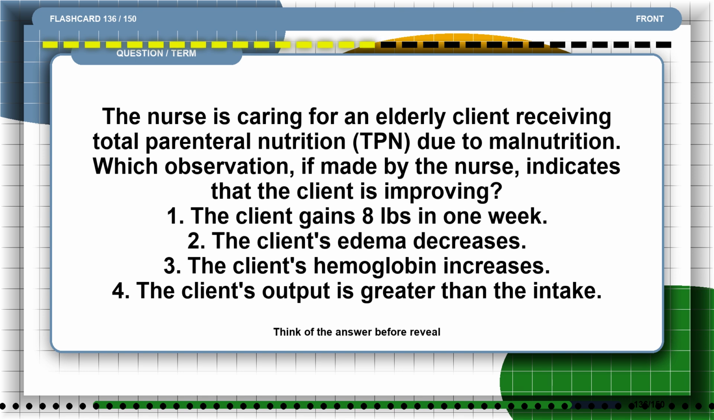1. The client gains 8 pounds in 1 week. 2. The client's edema decreases. 3. The client's hemoglobin increases. 4. The client's output is greater than the intake. Think of the answer before the reveal.